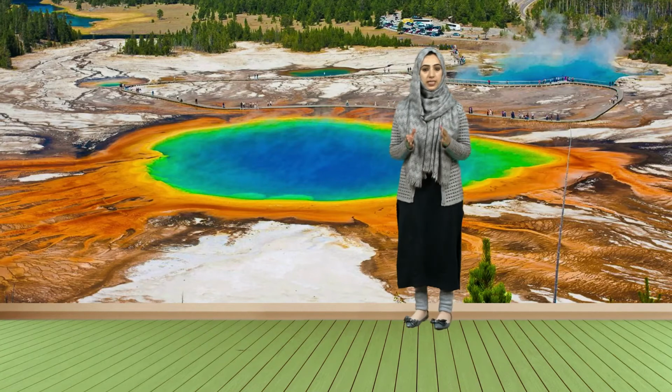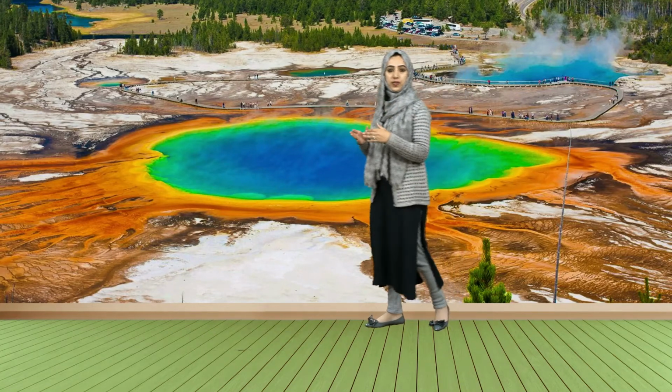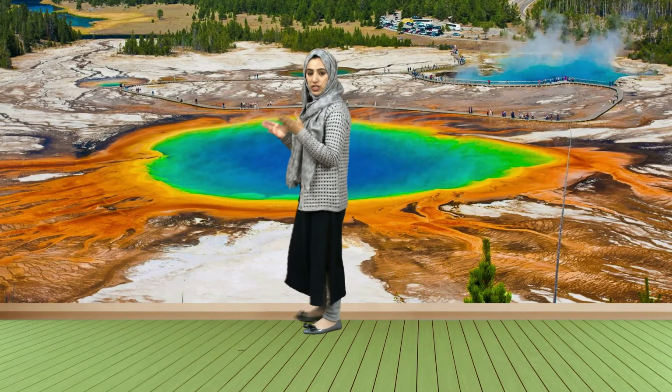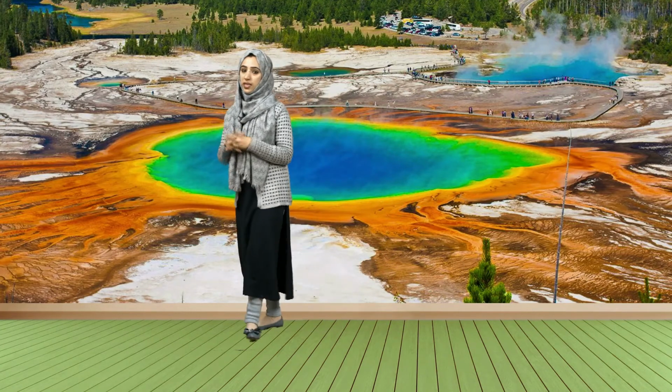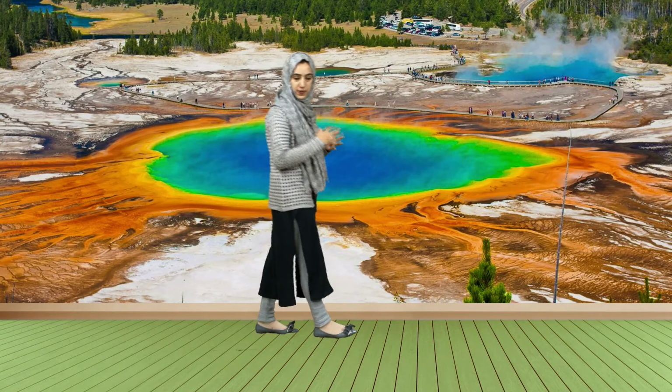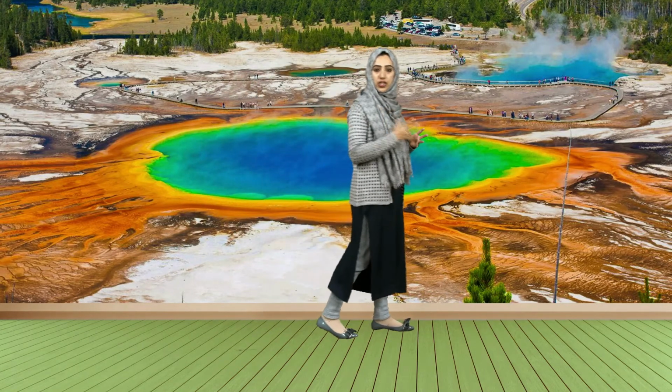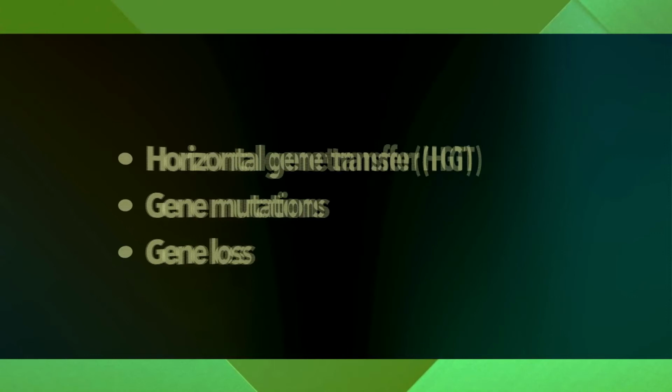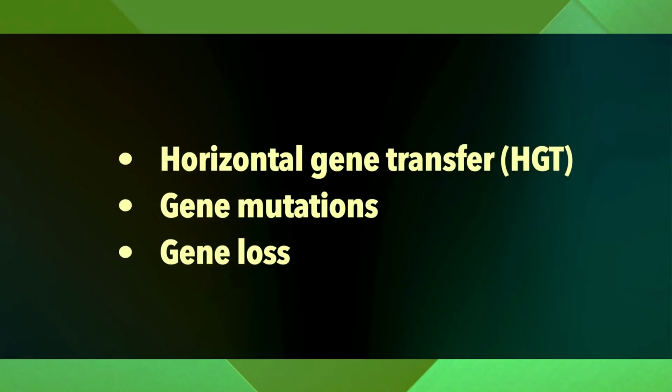Environmental changes such as temperature shifts induce genomic evolution, which in turn provides the bacteria with thermal tolerant abilities to survive under high temperatures. Such evolutionary changes could be achieved through horizontal gene transfer, gene mutations, gene loss.